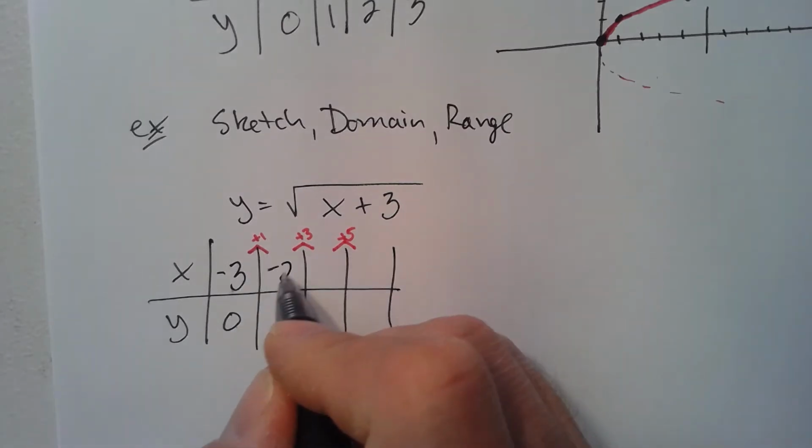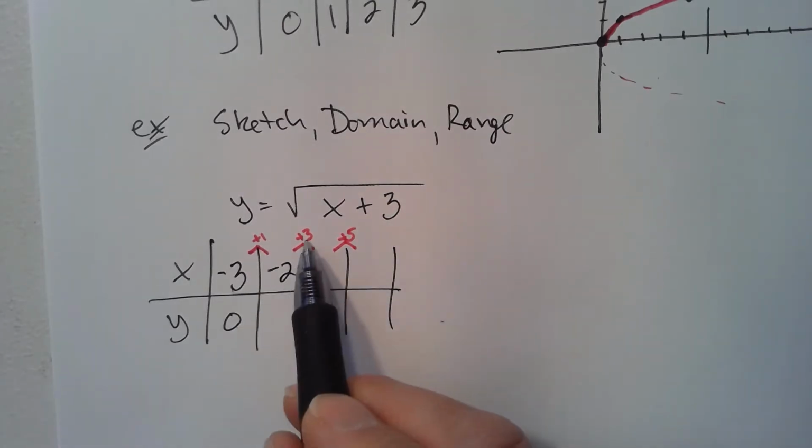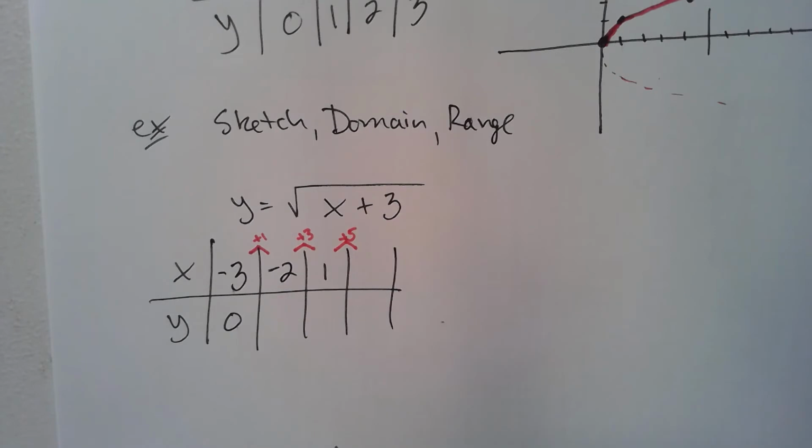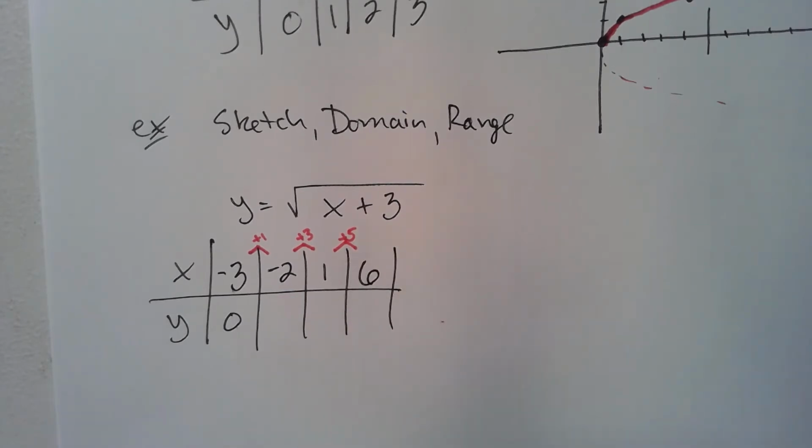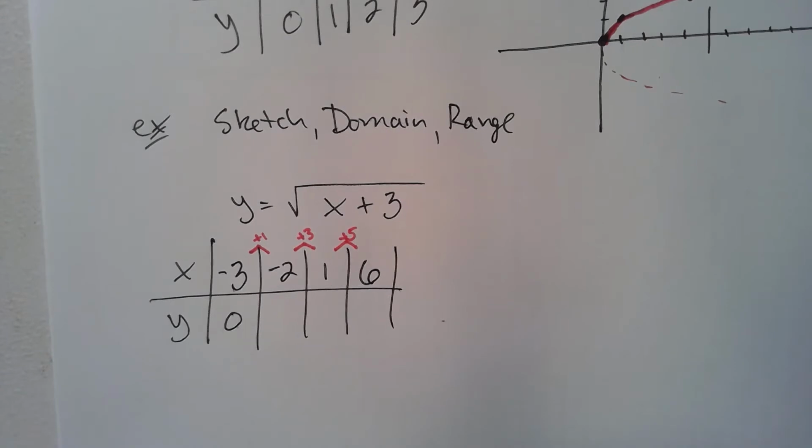The other ones will work, but these are the easiest ones. So -3 plus 1 is -2. -2 plus 3 is 1. 1 plus 5 is 6. So those are my x values.